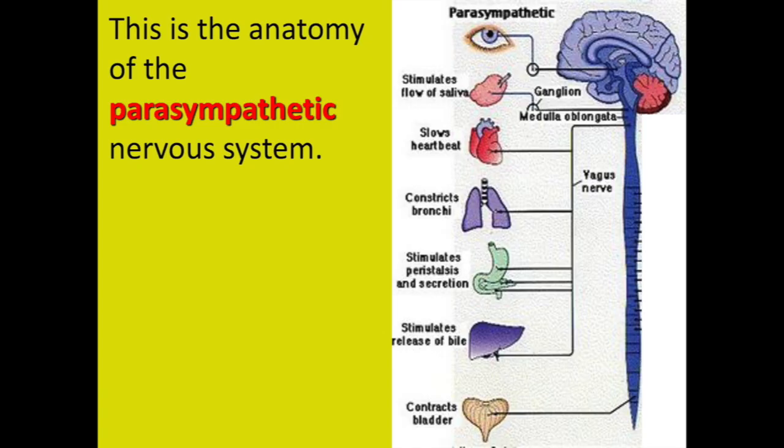Here's a diagram that shows you basically the parasympathetic nervous system. There are a bunch of different cranial nerves involved here, and it affects a lot of major organs, especially with the vagus nerve, cranial nerve 10. It slows the heart rate, stimulates saliva, and constricts the bronchi, which is not good if we want good breathing. It stimulates peristalsis. So we get a lot of relaxation here: slowing the heartbeat, digesting, breathing slowly, and it stimulates the release of bile and contracts our bladder.